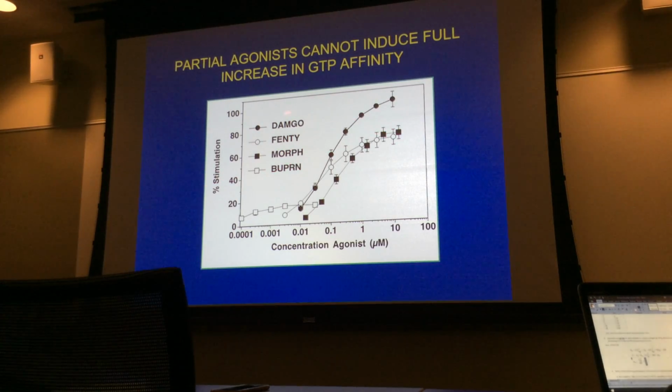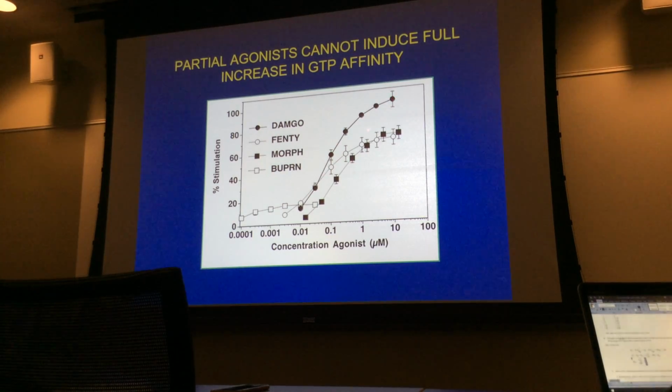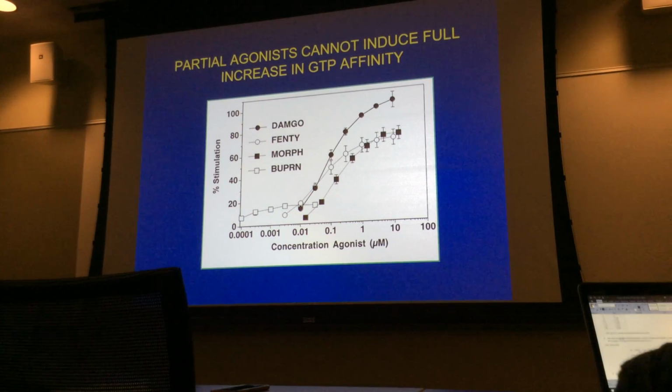And you can see this here where you can actually look at different drugs and their ability to activate GTP gamma S binding. So once again, these are all opiates. And this compound here is a full agonist, and it produces full activation of this pathway. Other drugs like fentanyl and morphine are partial agonists. Buprenorphine is a very low efficacy partial agonist.